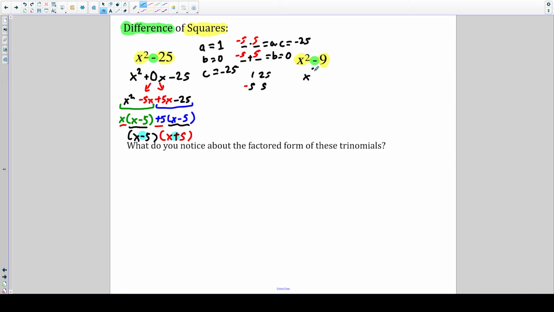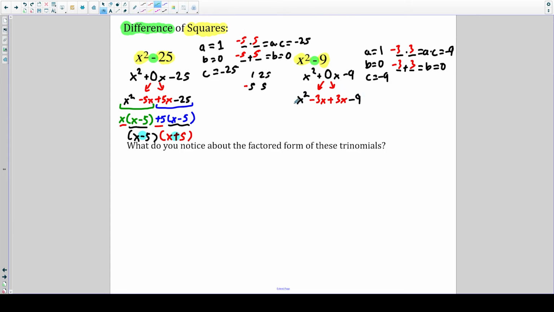Once again, we can rewrite this as x squared plus 0x or minus 0x, it's up to you, minus 9. We get a is equal to 1, b is equal to 0, c is equal to negative 9. So we want something times something to be a times c, which is negative 9, and something plus something is equal to b, which is 0. We'll see pretty quickly here that the only possibility is going to be negative 3 and positive 3, which means we can break this down as negative 3x plus 3x. The x squared stays the same at the front, and the negative 9 stays the same as our last term.